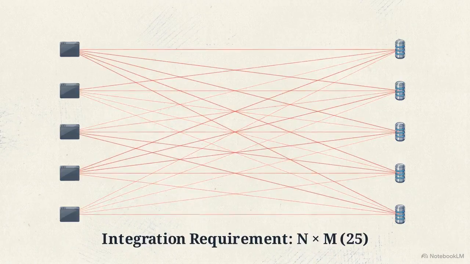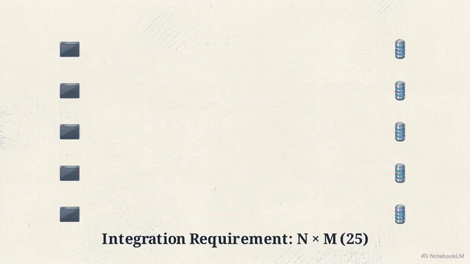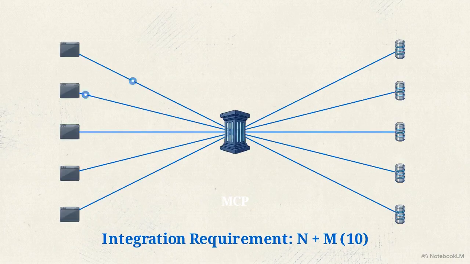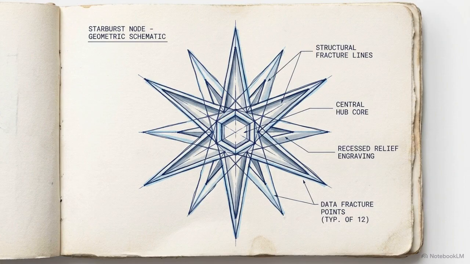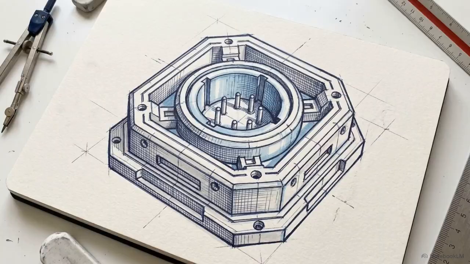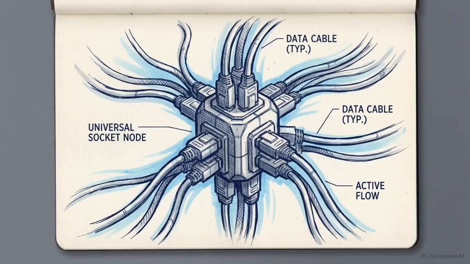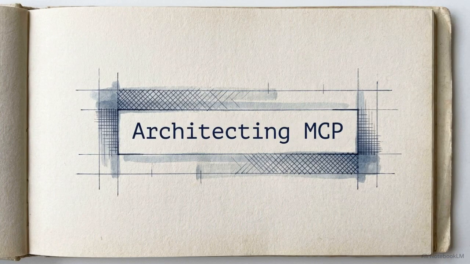The Model Context Protocol, or MCP, replaces that chaotic web with a universal interface, shifting the integration requirement from N times M to N plus M. While Anthropic introduced the protocol, it is now a vendor-neutral standard governed by the Linux Foundation, supported across major AI ecosystems. This is Bridging Tech in Concrete. Today, we are analyzing the technical architecture of the Model Context Protocol.